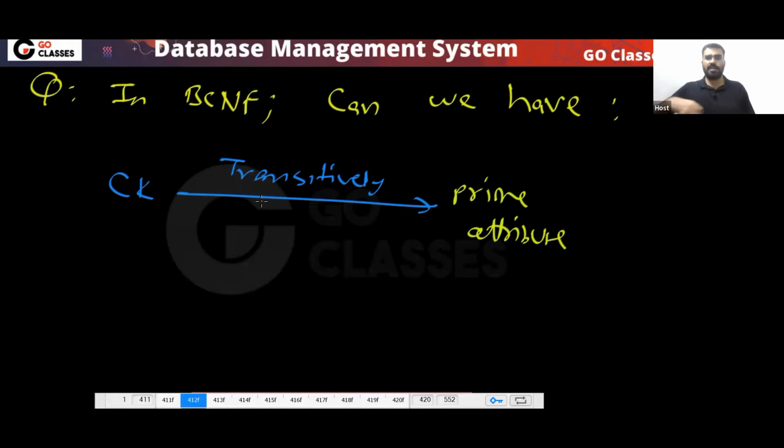Candidate key alpha transitively determining some prime attribute A. Can we have this?